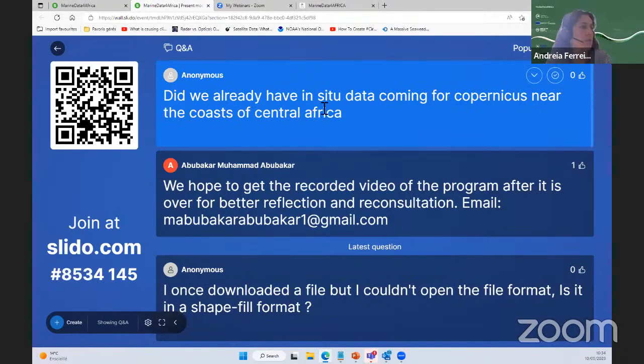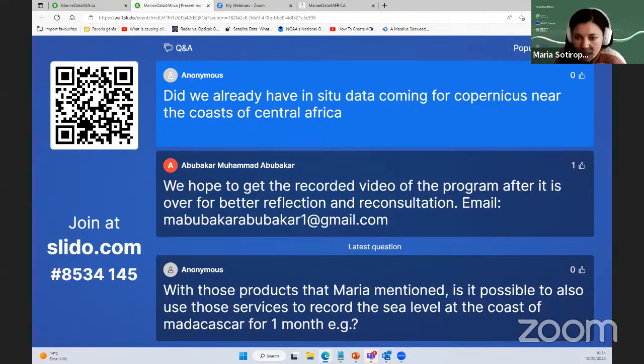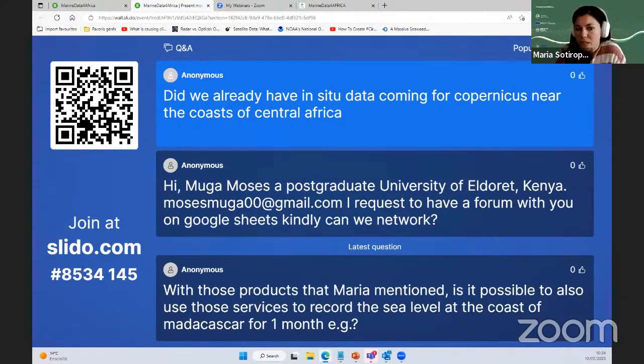Another question is, do we already have in situ data coming for Copernicus near the coast of Central Africa? As you have seen from the snapshot in my presentation, there are some data close to the African coasts, but I believe a lot more are missing. We would like to make this request: if you have or know of institutions or operators who operate any platform near the coast, please contact us and let us come in contact with them, or with you if you are one of them. We would be very happy to integrate all these data.